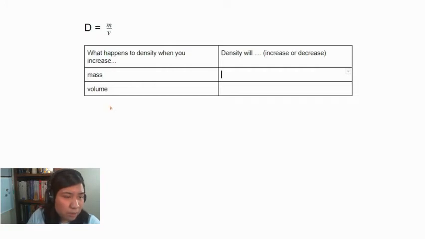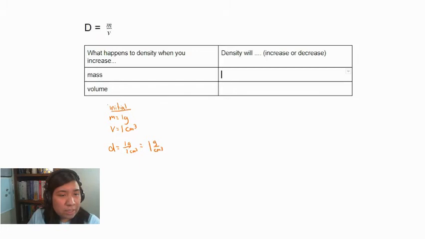So I'm going to do initial, and let's say that your mass is 1 gram, and your volume is going to be 1 centimeter cubed. So if we put that into the density equation, it's just going to be 1 over 1, which is going to give you just 1 gram per centimeter cubed.